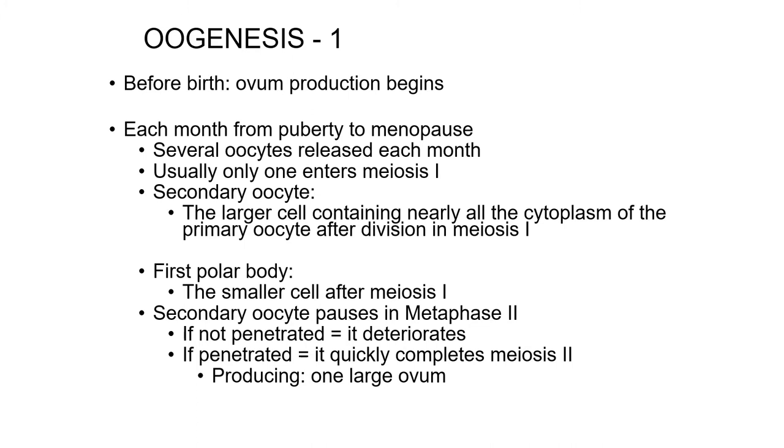So once again, before birth, these eggs, they're not quite ova yet, but this production begins, and you have millions of them, several million. But remember, by puberty, I'll just put P for puberty, we only have about 250,000 left. So yes, we have millions and millions, but only the strongest survive, and the strongest are about 250,000. Now, once that starts, several of these potential eggs, these oocytes, once again, an oocyte is an immature egg, are released each month with that ovulatory cycle.